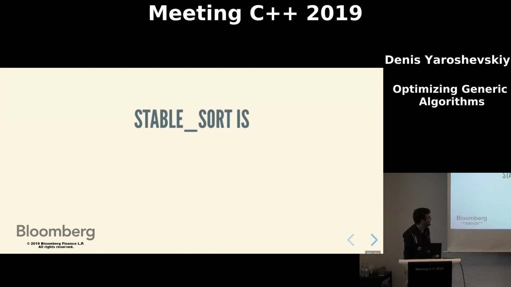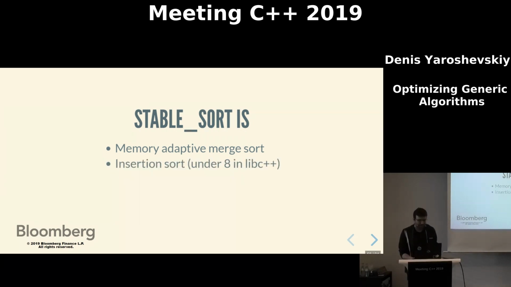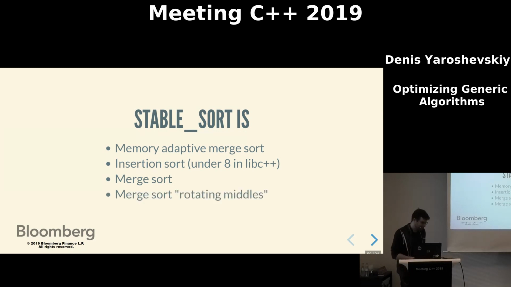What the hell is stable sort, right? So stable sort is typically a combination of three algorithms. Well, it's a memory adaptive merge sort. Under 8 elements in libc++, last I checked, unless I'm wrong, it's insertion sort. Then it goes into merge sort with a buffer, and then it's going to do the merge sort that I'm going to call rotating middles. It's not an official name by any means.